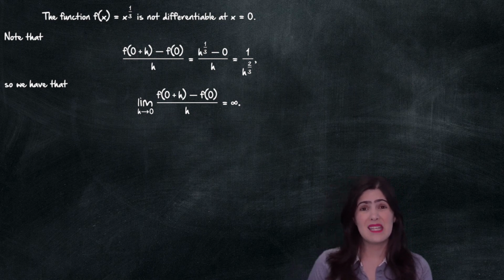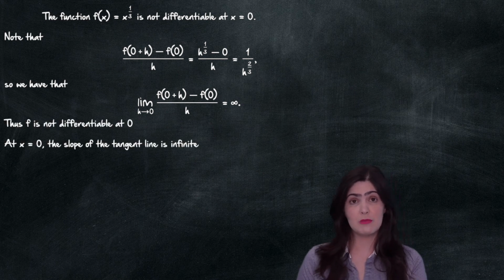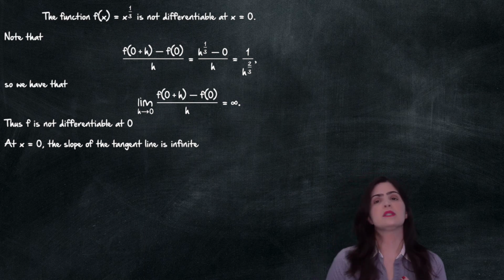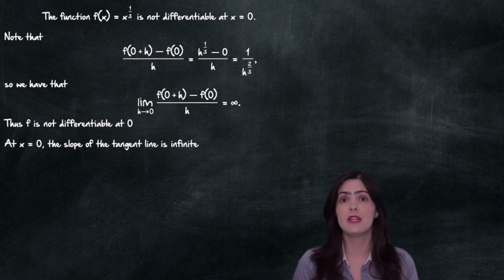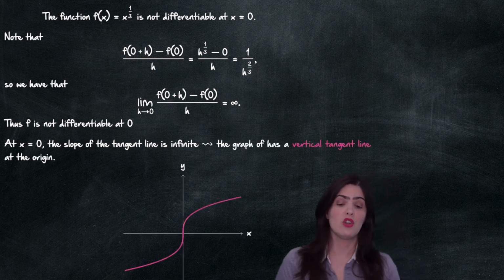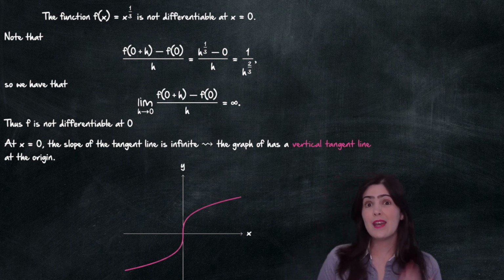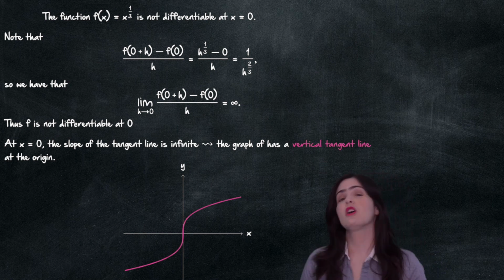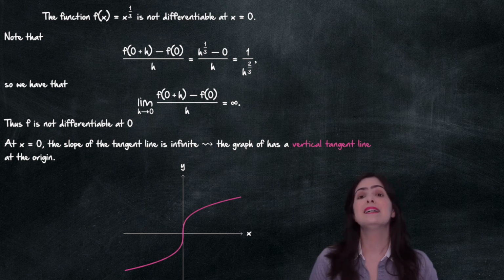And, well, that means that the derivative doesn't exist, so my function is not differentiable at 0. At x equals 0, what happens is that the slope of the tangent line becomes infinite. That means that we have a vertical tangent line at the origin. And my graph looks something like that. So whenever we see from a graph that my function has a vertical tangent line at a point, that again tells us that my function is not differentiable at that point.